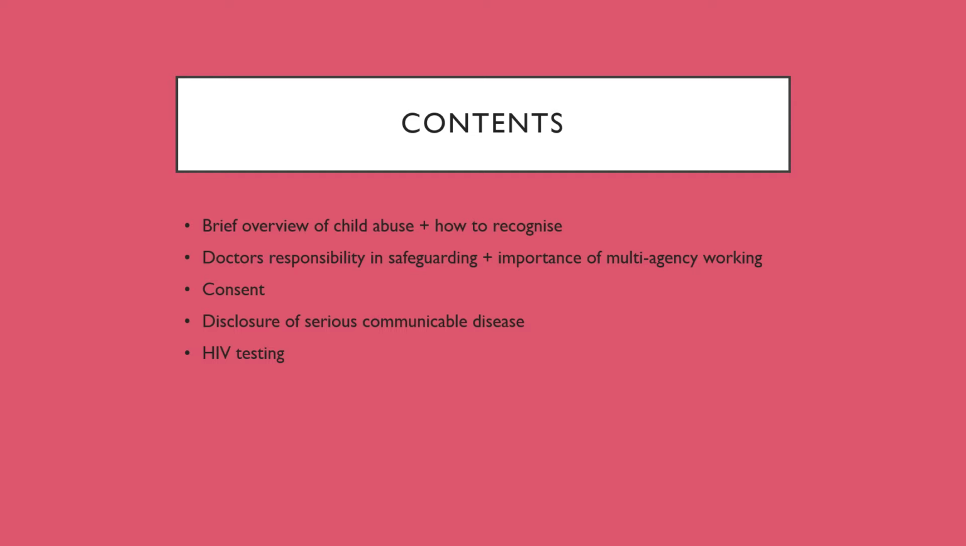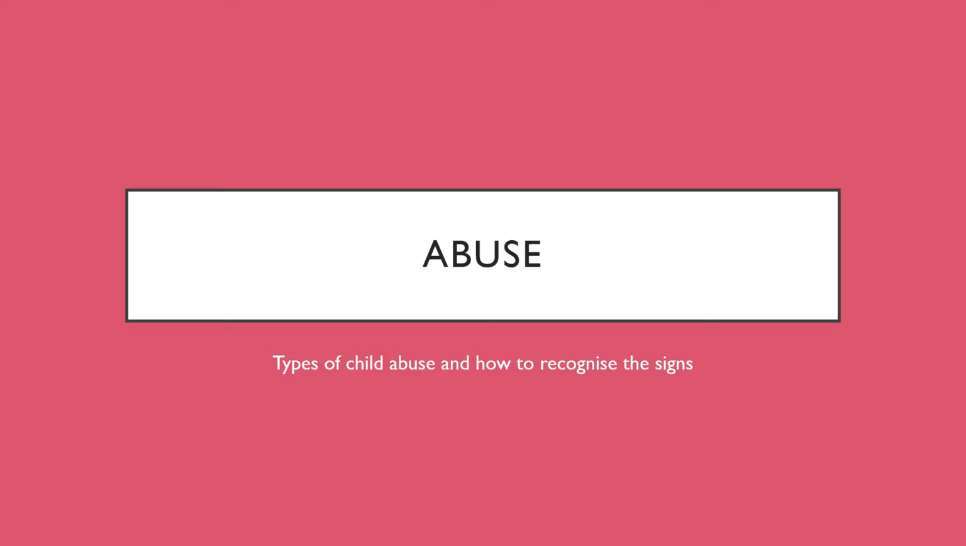So we're going to go over a brief overview of child abuse and how to recognise it, your responsibility as a doctor in safeguarding young people and the importance of multi-agency working. I'm going to go over consent in children and young people, and then we're going to briefly touch on disclosure of serious communicable disease in a GUM clinic and consenting to HIV testing. So, abuse: we're going to go through the main types of child abuse and the key signs to recognise them.